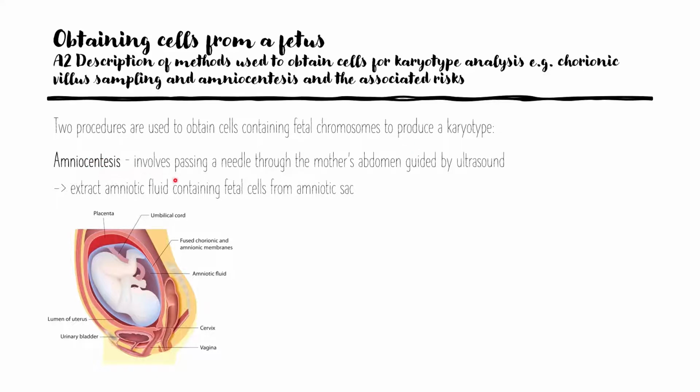This involves passing a needle through the mother's abdomen, which is guided by ultrasound. The purpose of this is to extract amniotic fluid containing fetal cells from the amniotic sac. And we can see that amniotic sac right here. So inside the sac, we're going to have amniotic fluid, which we extract and get the fetal cells from there.